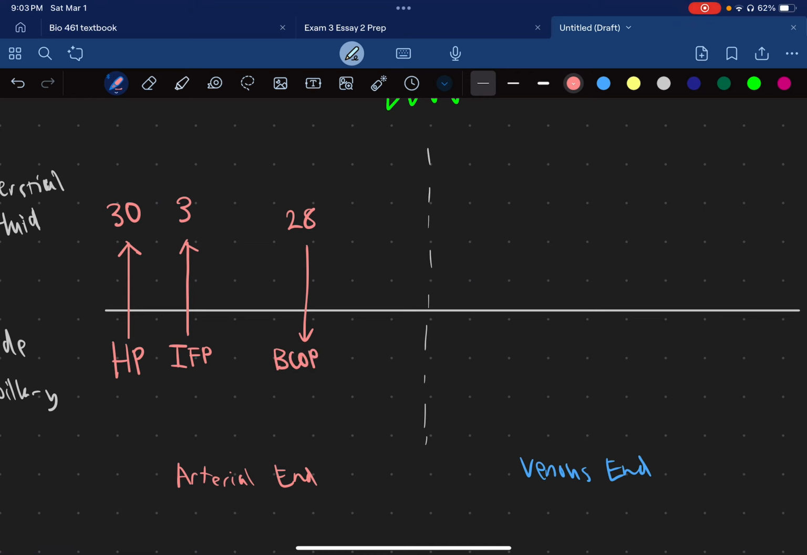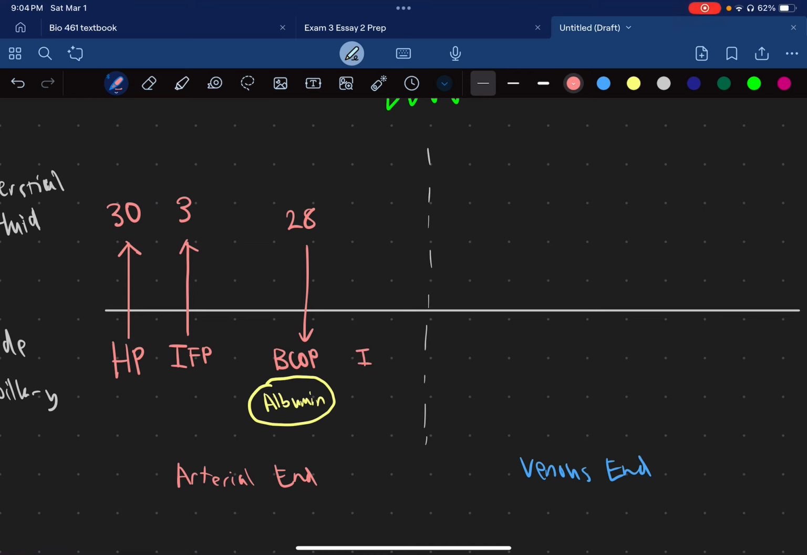BCOP is the blood colloidal osmotic pressure. And what that basically means is there are proteins called albumin in the blood. And so those proteins are going to cause osmosis to want water to balance the concentration of albumin inside with the outside of the cell. So water is going to want to come into the cell. So that's a big driving force into the cell.